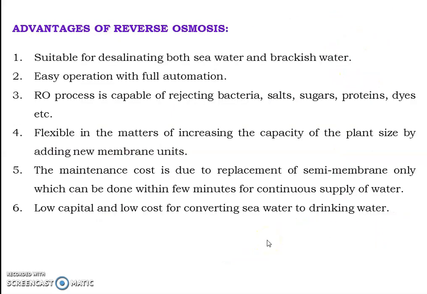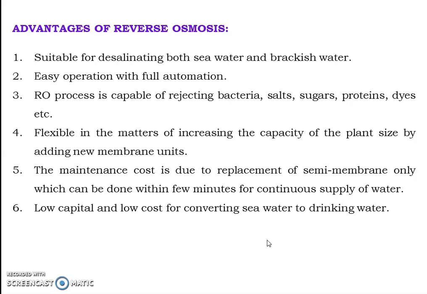So what are the advantages of reverse osmosis? Reverse osmosis is suitable for desalinating both seawater and brackish water. So what do you mean by brackish water? Brackish water is water which has a salinity between seawater and fresh water. The salinity of brackish water is greater than fresh water but lower than seawater. This generally happens when seawater mixes with fresh water.